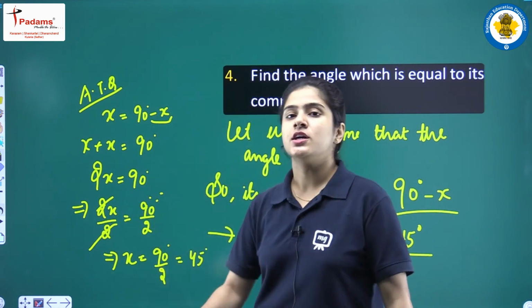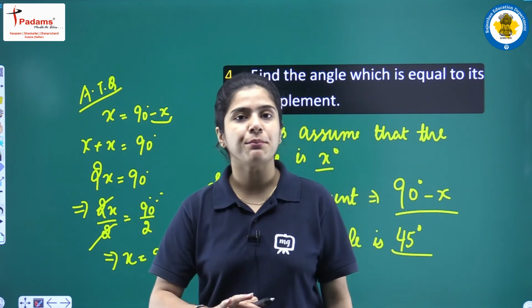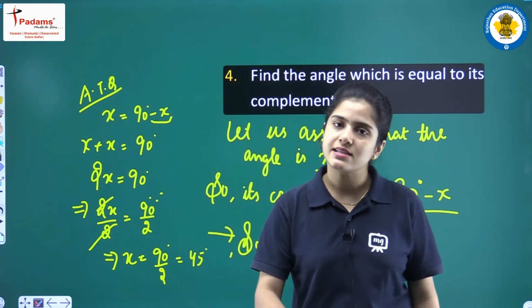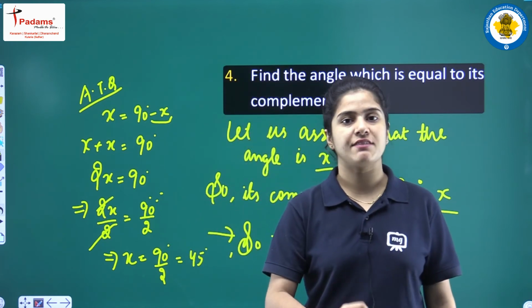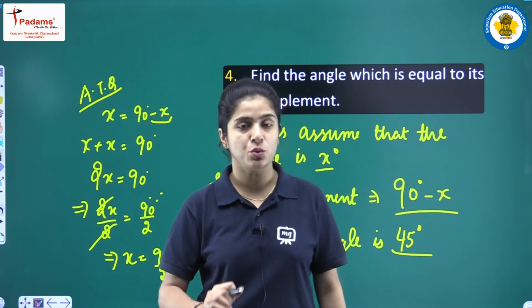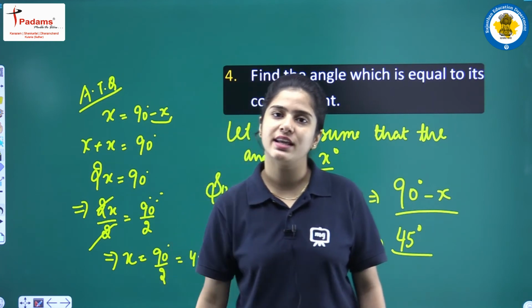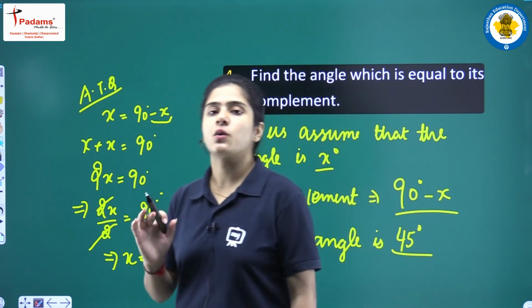So it became 2x upon 2 is equal to 90 upon 2. 2 and 2 cancelled out each other. What is left? x is left. x is equal to 90 degrees upon 2, that is equal to 45 degrees, right. This is the question, okay.